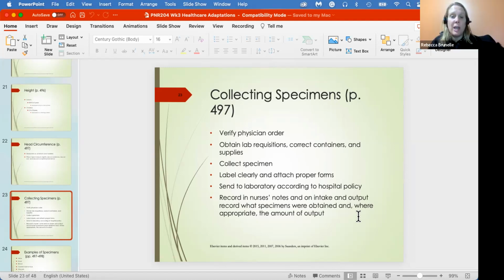And then when you actually have it, you're going to look at the physician order. Make sure that you have the correct tubes, the correct vial, whatever it has to go in. Make sure that everything's filled out correctly. Can the CNA help you label the tubes, et cetera, and get the requisition form ready? Yeah. They can do all that.